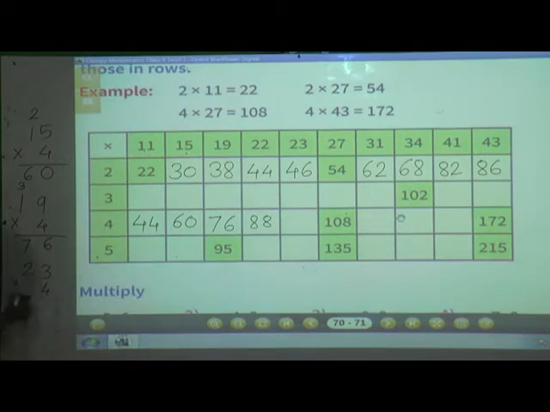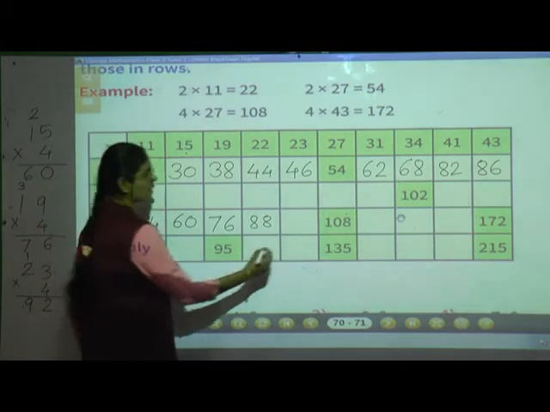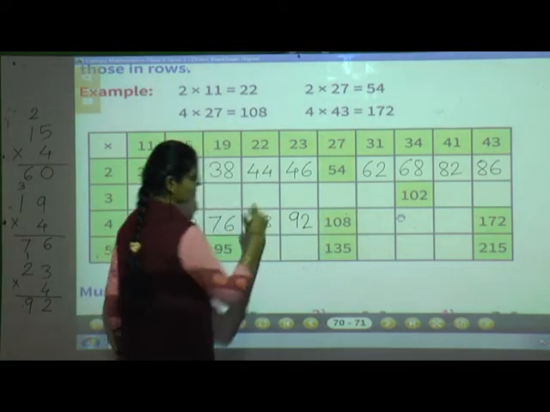23 into 4. 4 3s are 12. So 12 ones means what? 1 ten and 2 ones. So at ones place we will write 2 and 1 will give as a carry to the tens place. Then see 4 into 2 tens. 4 2s are 8 plus 1, 9. So 23 into 4 is equal to 92. So write here 92. Okay.